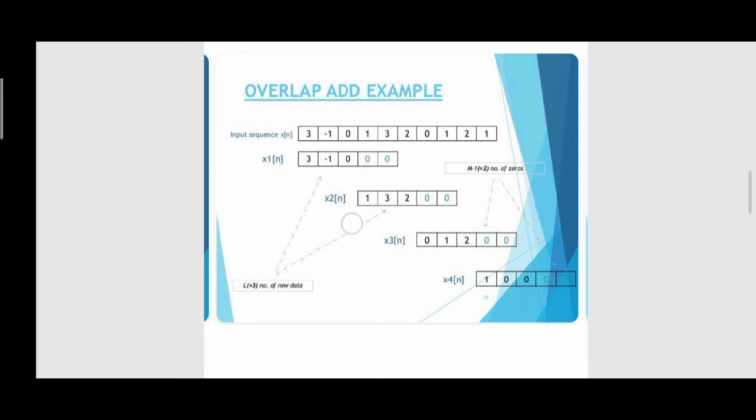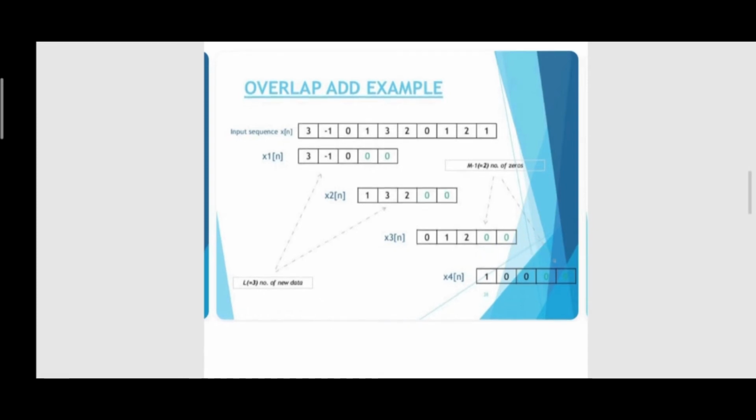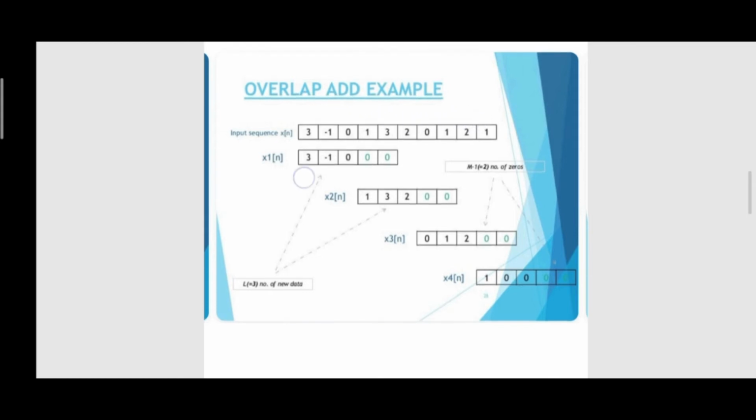Then in x2 of n, take the next 3 bits, 1, 3, 2, and we have to pad m minus 1 number of zeros. Then in x3 of n, we have to take the next 3 bits that are 0, 1, 2 and pad m minus 1 number of zeros, so 0, 0. In the fourth one, the last 1 digit is there, so take this 1 and pad the remaining values as 0. So the data sequence x of n is subdivided into x1 of n, x2 of n, x3 of n and x4 of n.